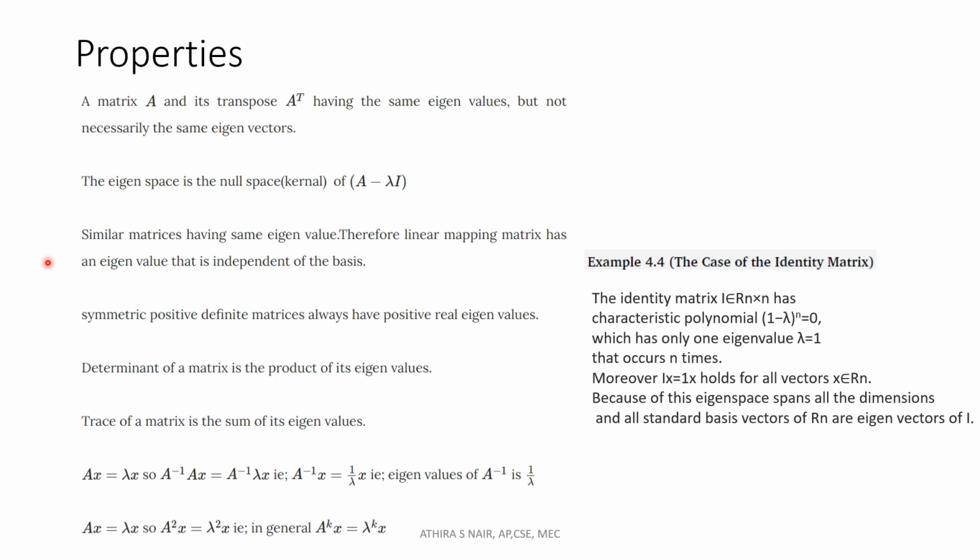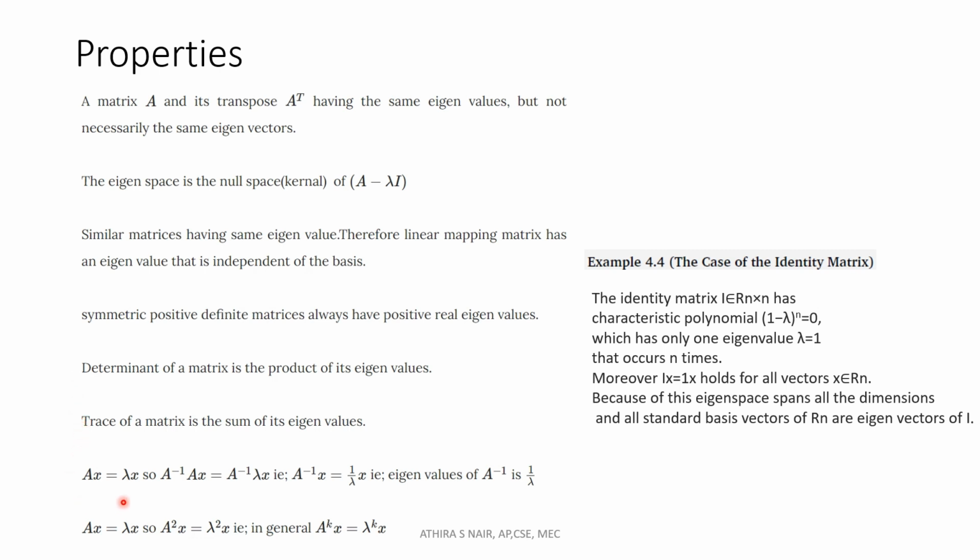Similar matrices have the same eigenvalues. Therefore, a linear mapping has eigenvalues that are independent of the basis. Symmetric positive definite matrices always have positive real eigenvalues. Now, the determinant of a matrix is the product of its eigenvalues. The trace of a matrix is the sum of its eigenvalues.